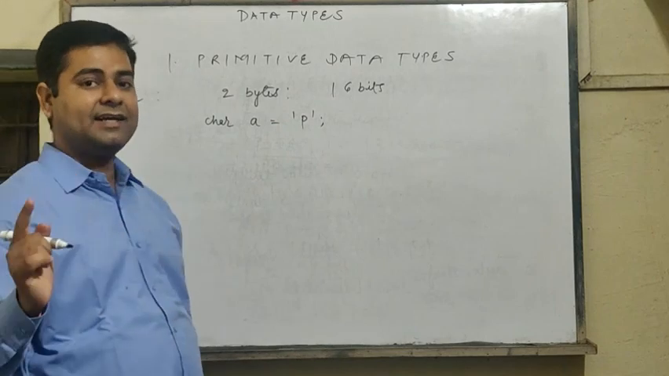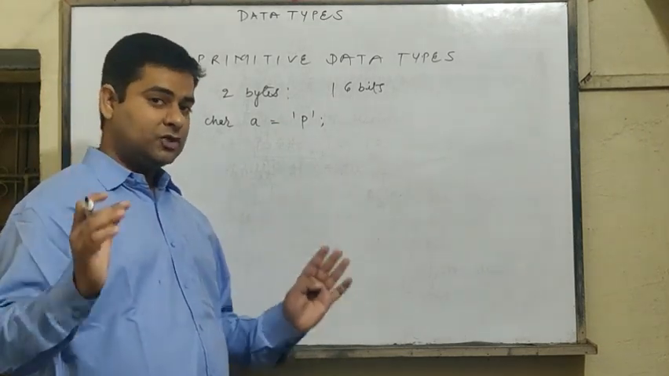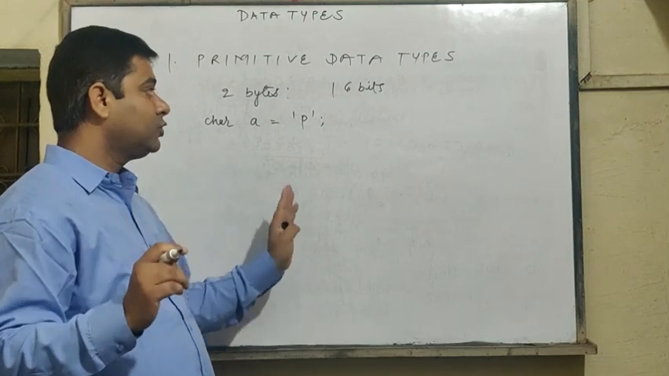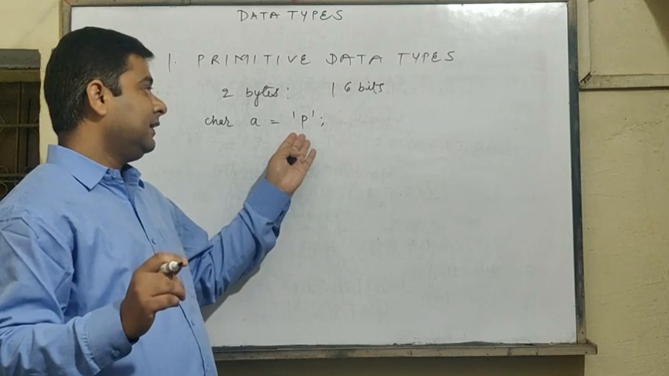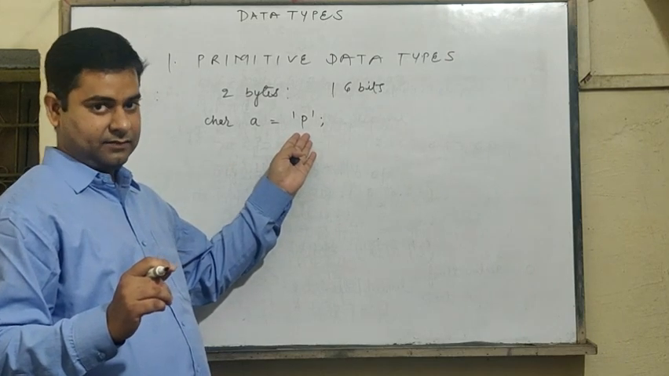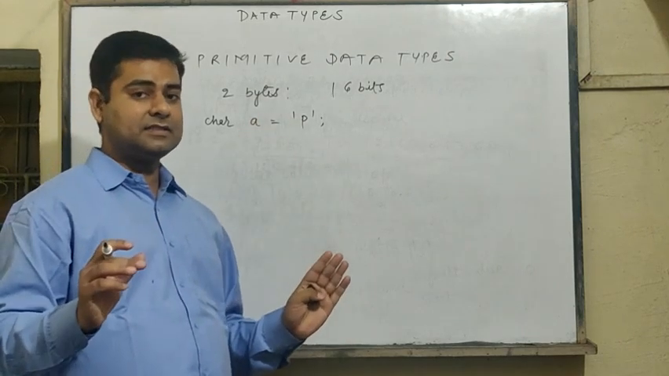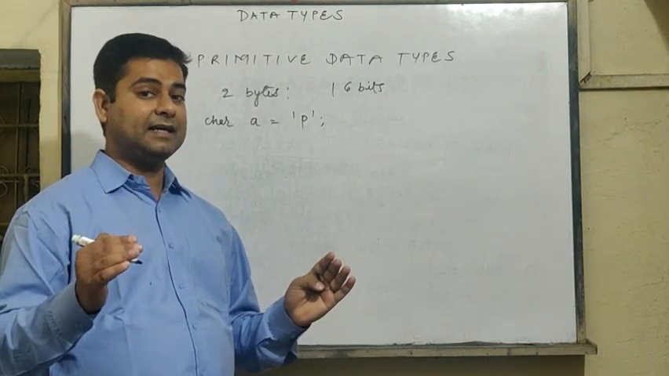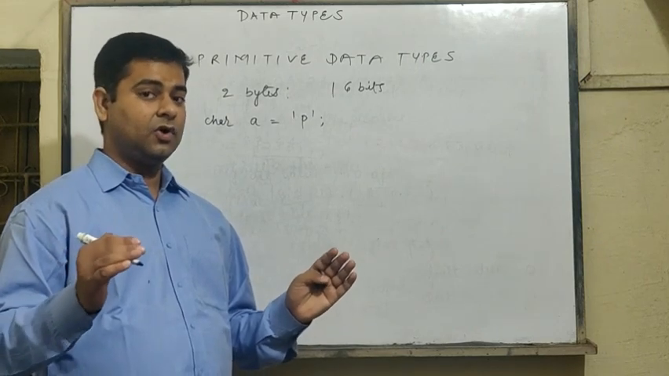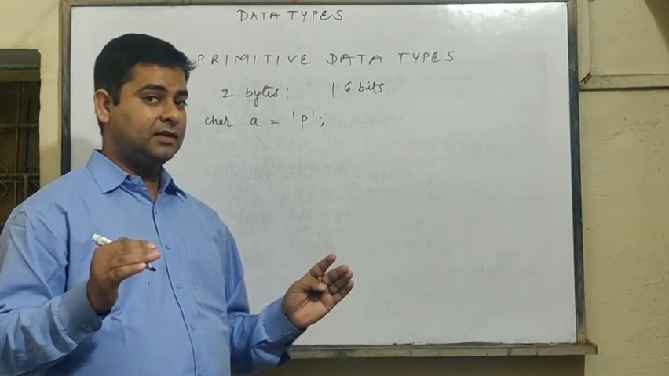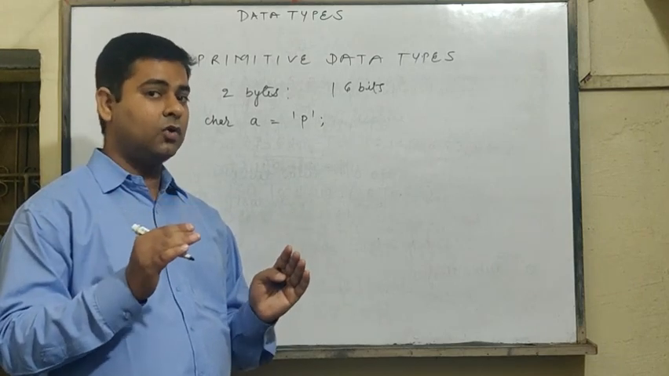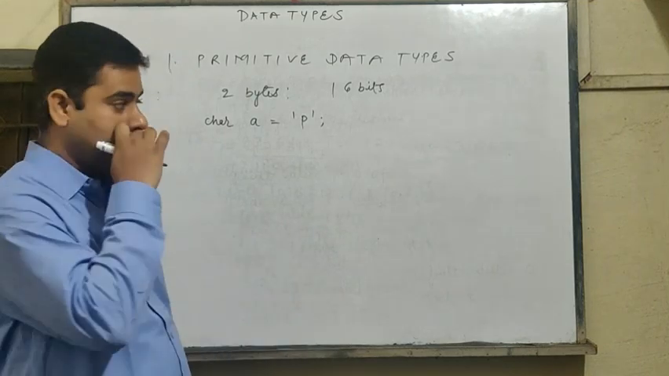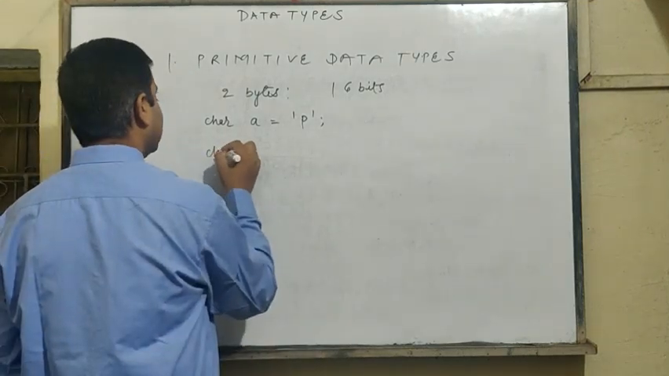When you are storing a particular character in a character data type, you will have to use a single quote. The single quote shows that this is a character constant. All the letters which are enclosed within a single quote are known as character literals or character constants. So, another example: you can store any other character also.